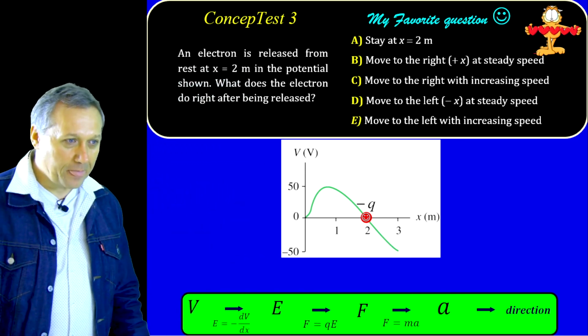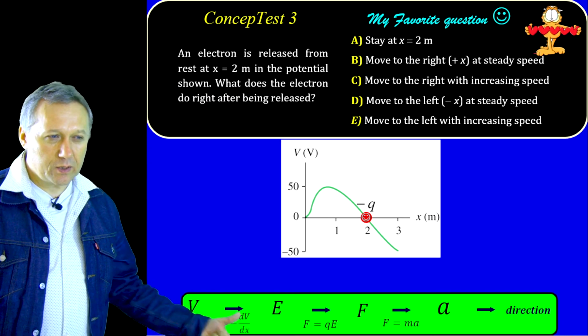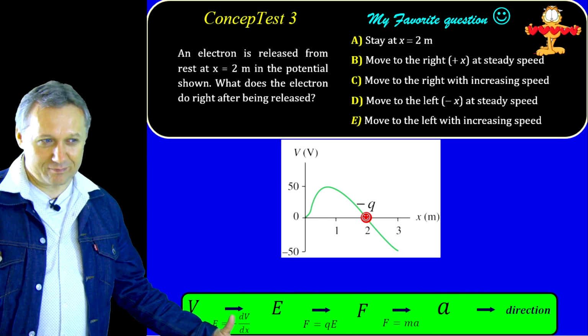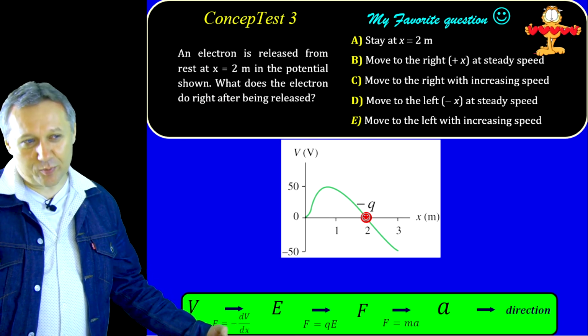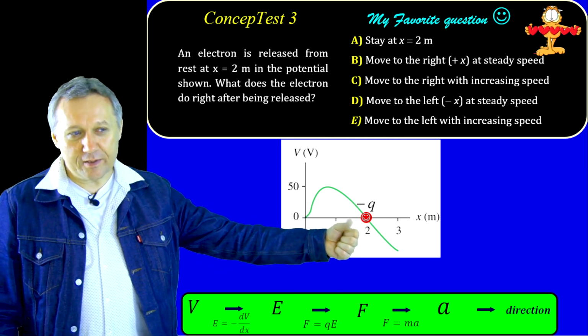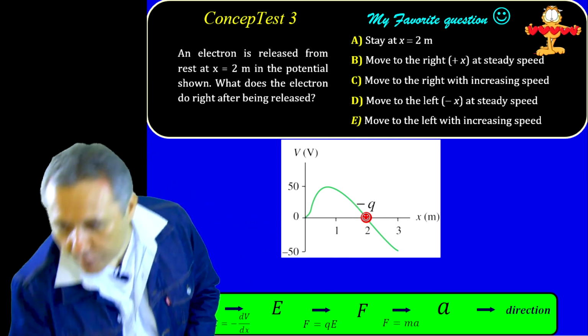So now let's start. First, what do we know about the electric potential? dV over dx is a slope: the slope of this curve, the green curve, at point 2.